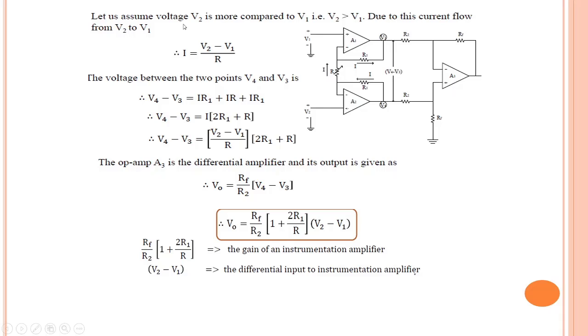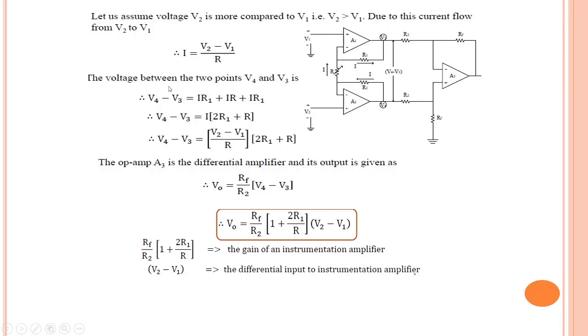Let us assume that V2 is more than V1, so current flows from V2 to V1. Due to the virtual ground concept, the differential voltage will be 0. Thus, the voltage at this terminal will be V2 and the voltage at this terminal will be V1. The current flowing through resistance R can thus be given by (V2 minus V1) divided by R.